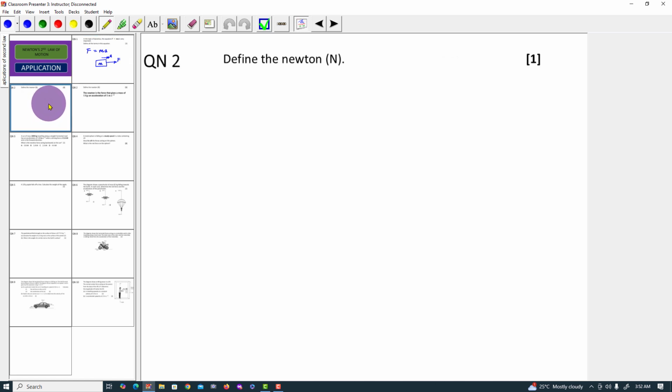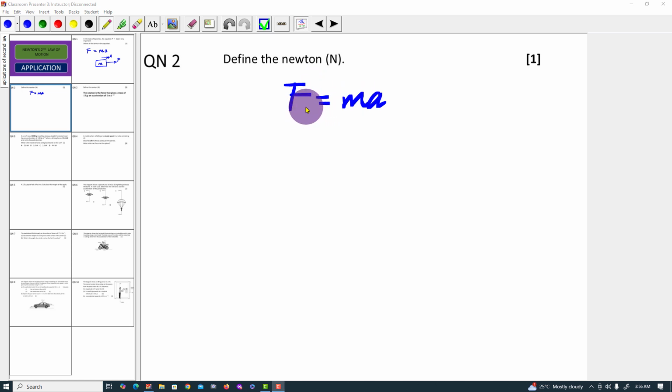The second question is closely related to that equation because we are asked to define the Newton. This one stems from the equation F is equal to ma. Remember, a unit of measurement of a certain physical quantity is usually stated after the equation which is associated with that definition has been written down.